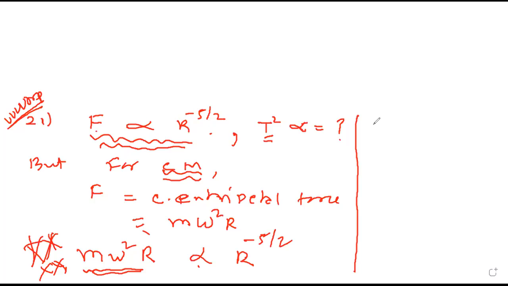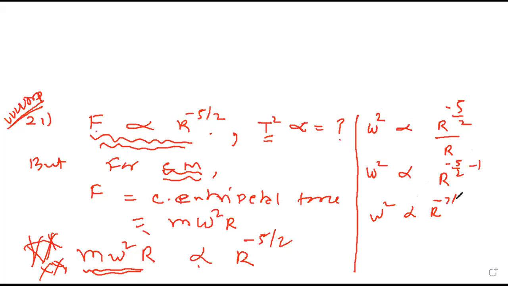Hello, what is the doubt? No, sir. So omega square, can I say it is proportional to r raised to minus 5 by 2 upon r? Mass is constant, therefore I did not write it in the proportional sign. This step clear? Yes, sir. So omega square is r raised to how much? Minus 5 by 2 minus 1. Is it minus 7 by 2? Yes. So omega square is proportional to r raised to minus 7 by 2. Omega means 2 pi by time period.